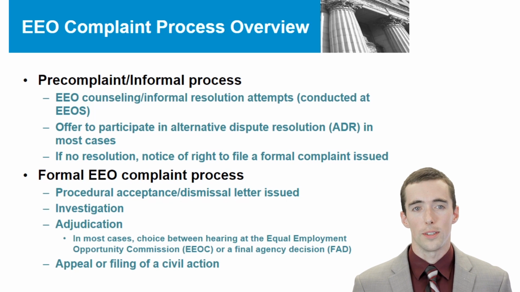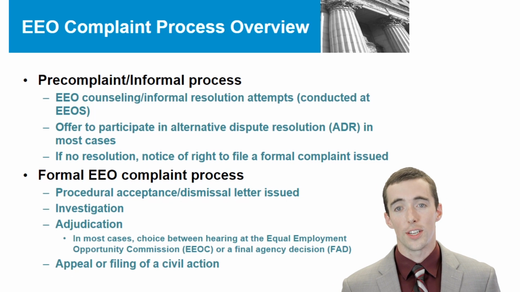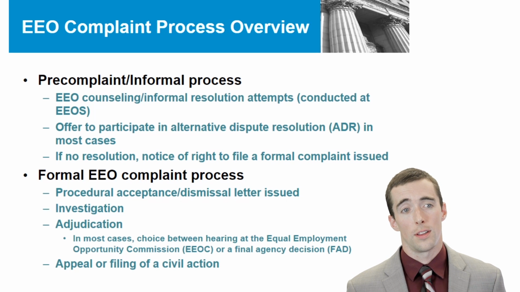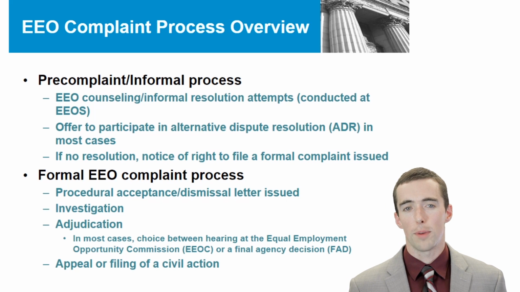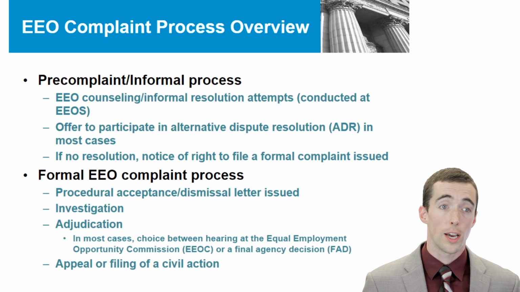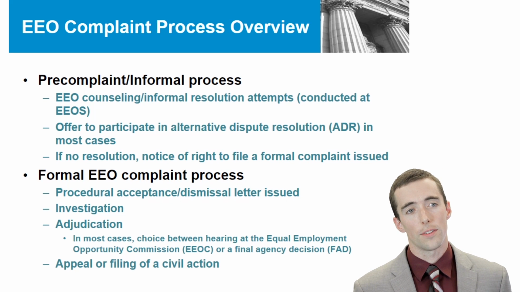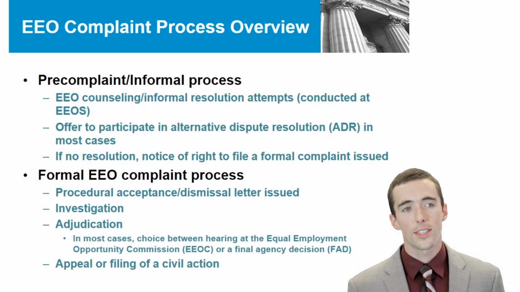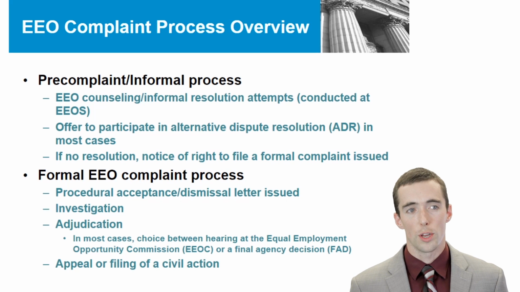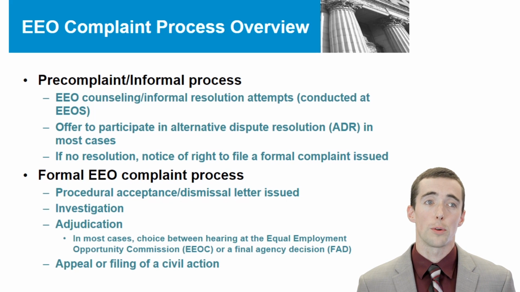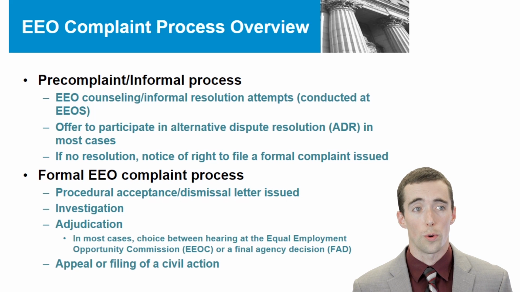If the complaint is accepted, EEOS will conduct an investigation and issue a report of investigation. In most cases, after receiving the report of investigation, the employee will have the choice to have the complaint decided by an Equal Employment Opportunity Commission administrative judge or through a final agency decision issued by our office. If the employee is dissatisfied with either decision, the employee has the right to appeal the matter to the Equal Employment Opportunity Commission or to file a civil action in U.S. District Court.